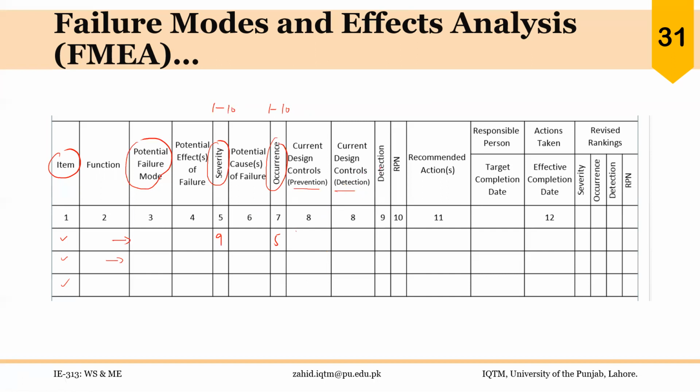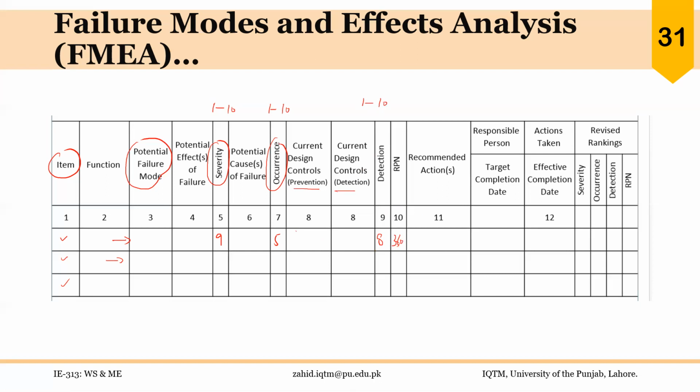And what is the probability of detection of that failure mode before it occurs? So if the probability is low, then a higher score is designated. And if the chances of detection are high, then a lower score is designated. And all these three numbers are multiplied together to find what is called RPN. So whatever is the score is written here.